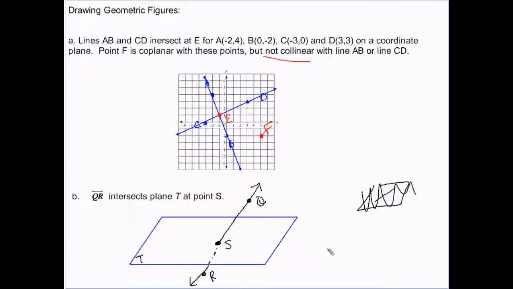But again, as long as you draw a parallelogram with a T on it and you have some line going from some direction, puncturing the plane, that's fine. It didn't say it intersects plane T from the northeast at 30 degrees. It's not that exact. You just draw some plane with some line and then label it. Okay.